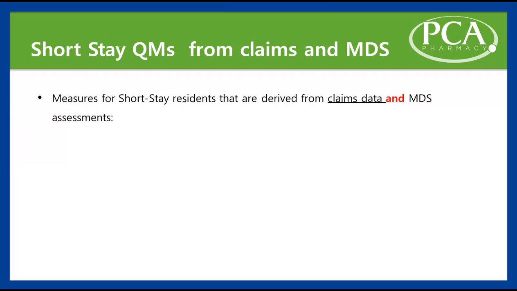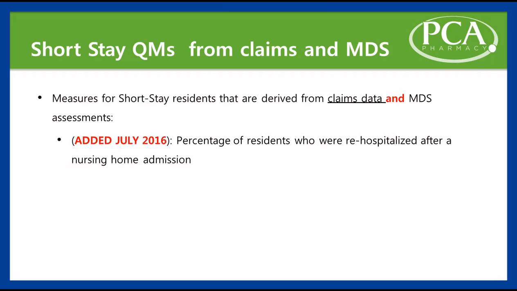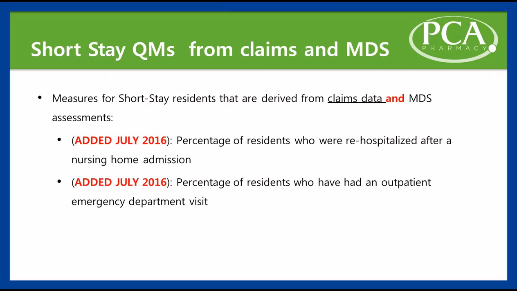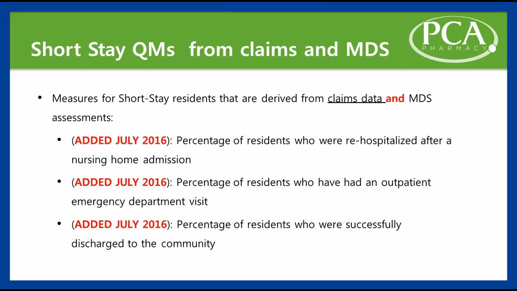Short stay quality measures that are gathered from both claims data and MDS data. These are measures for short stay residents. The percentage of residents who are rehospitalized after a nursing home admission. The percentage of residents who have had an outpatient emergency department visit. And the percentage of residents who were successfully discharged to the community. And all 3 of these are risk adjusted based both on Med-A claims from hospitals and ERs and the patient's initial MDS.